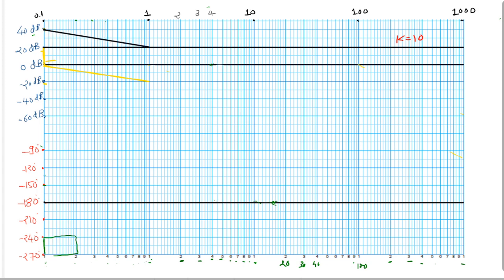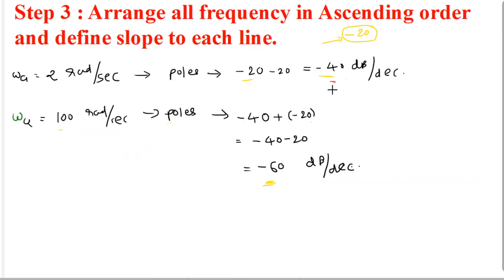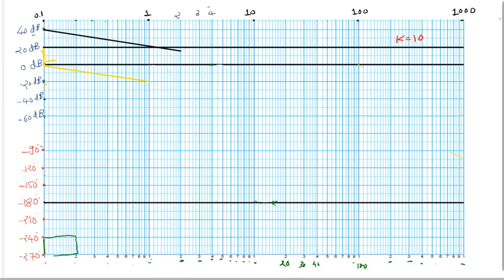Okay, but I am extending here up to 2, because our corner frequency starts from 2 to 100, so that it is exactly parallel to this yellow line. Okay, that is minus 20 decibel per decade. Now again, our slope is minus 40 decibel per decade from 2 to 100.